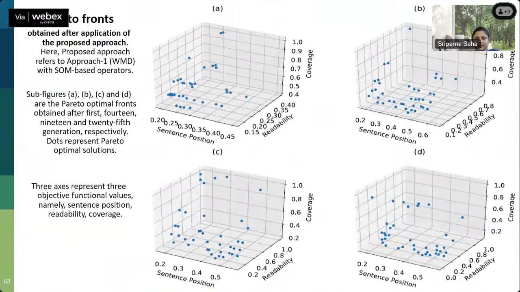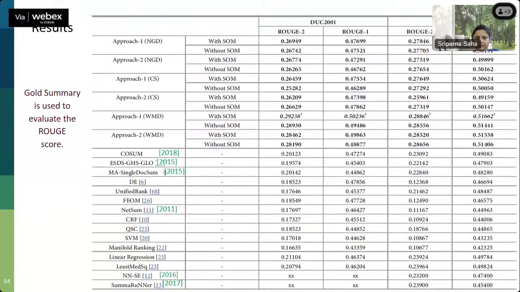So these are the results. You can see there are many solutions on the Pareto front. It is possible to get multiple solutions on the Pareto surface. And these are the 3D plots. So we are simultaneously optimizing 3 objective functions. And these are the results on 2 data sets, DUC 2001 and DUC 2002.